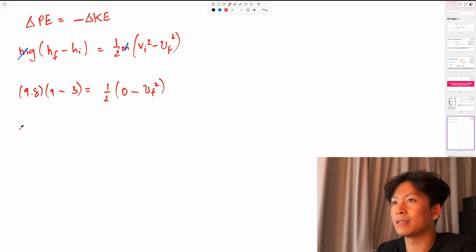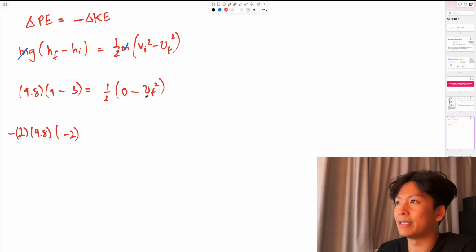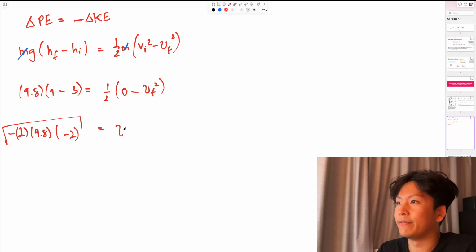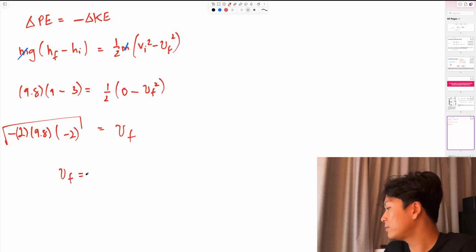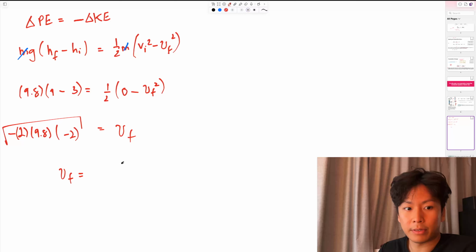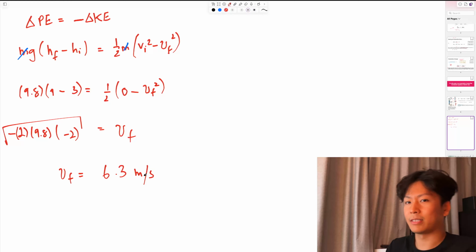So move the 2 over, so it becomes 2 times 9.8 times, well, 1 minus 3, just minus 2. And then put a negative in front. And then because this is a square, I have to square root it, right? And that should give me VF. And so VF is equal to, on my calculator, 2 times 9.8 times 2, 6.26. So let's say 6.3, about 6.3 meters per second. Right, so 6.26. Here you go.